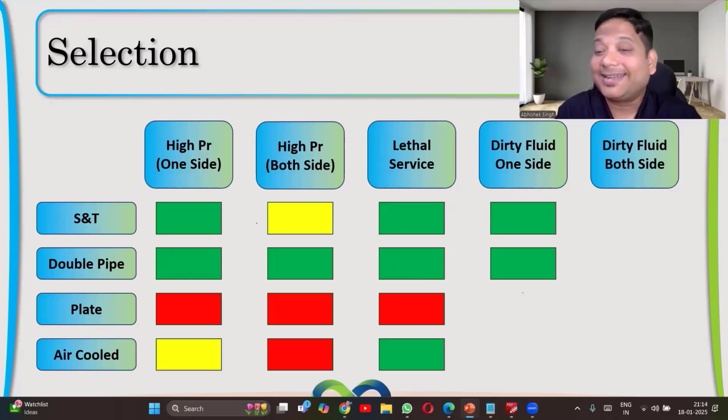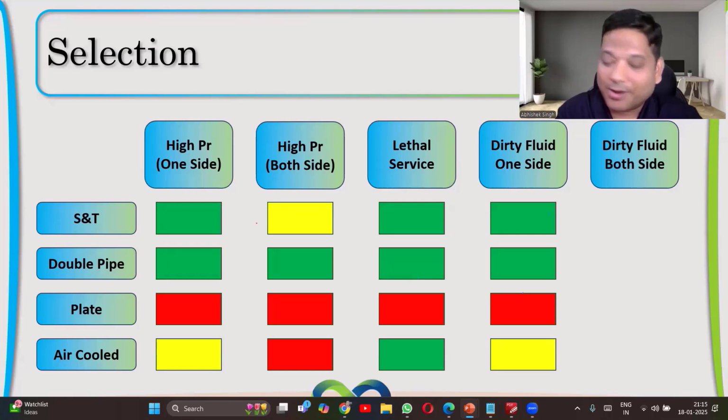What about plate type? Dirty fluid becomes a problem. So it's a red. Okay. So plate type is always scoring a red. Okay. What about air cooled? If one side there is a dirty fluid, it's yellow. Okay. So it's very thin air. You can say green, or even if you're saying green, that should be good enough.